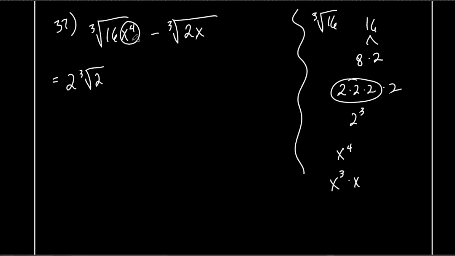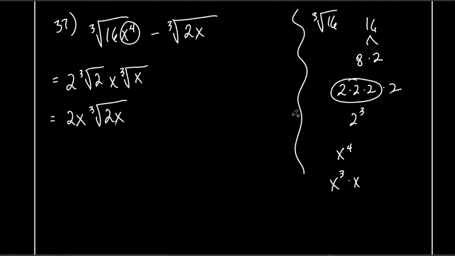So it's x cubed times x. So what's the cube root of x cubed? It's x times the cube root of x. Now that's kind of ugly. Let's make it look a little nicer. What are we going to put together here? The 2 and the x together. And then this is both cube roots. So I could go cube root of what? 2x.